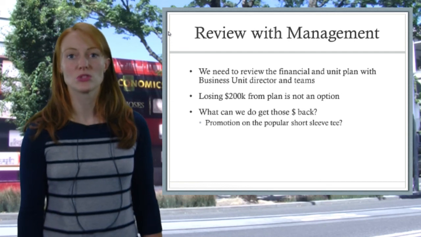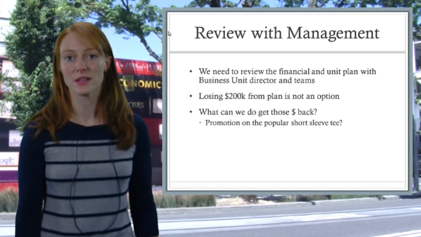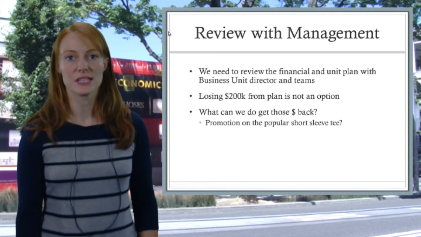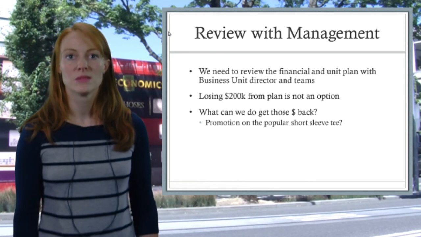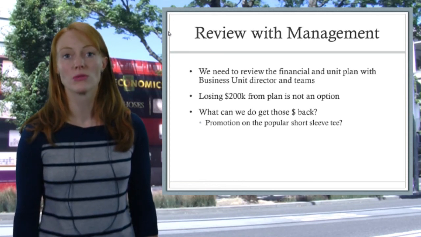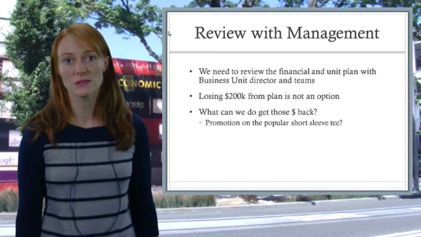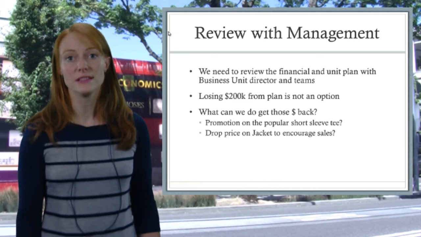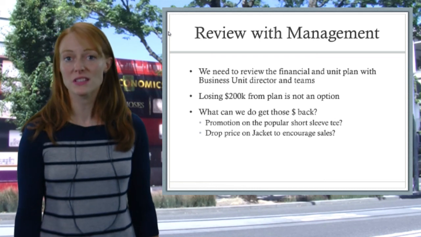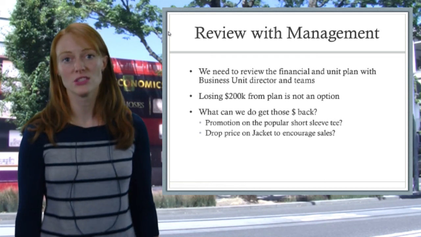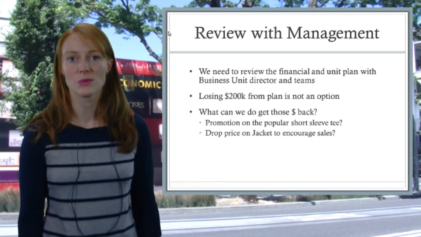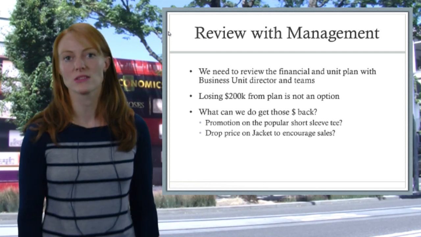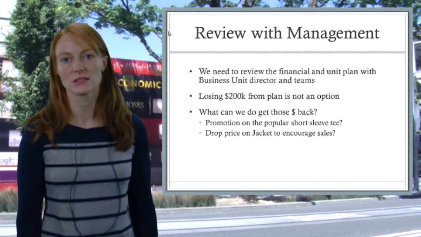Maybe we can do some promotions on the popular short sleeve tops. We know that they're selling well. We know we have an exit strategy with factory outlet. Could we do some promotions with some key accounts and try to get a lower price point but more volume to make up the dollars? That could be an option. Do we drop our price on the jacket to try to encourage sales? Would the price elasticity there even help encourage sales, or is the jacket just not going to do well no matter what we do? These are some of the conversations that we'd want to have as a group to figure out how we change our marketing or sales plans to gain back those $200,000.